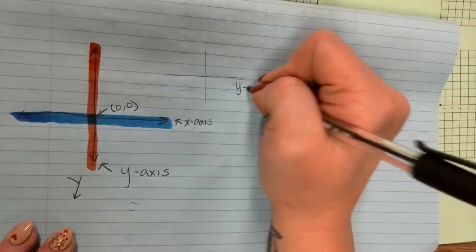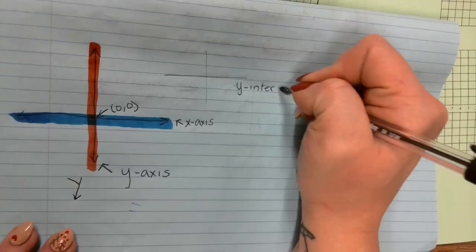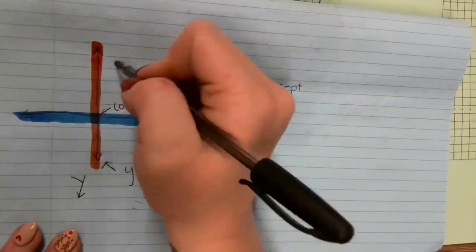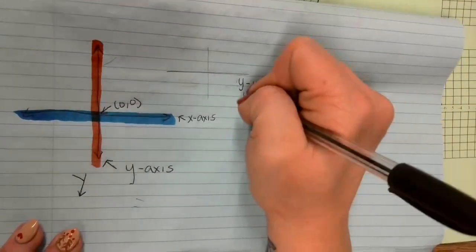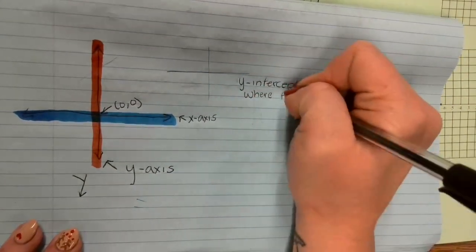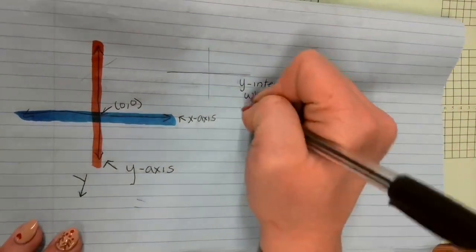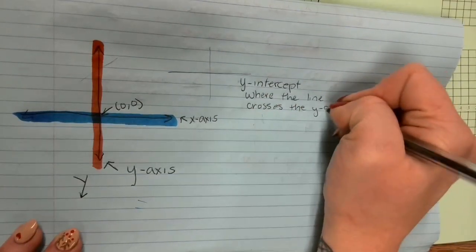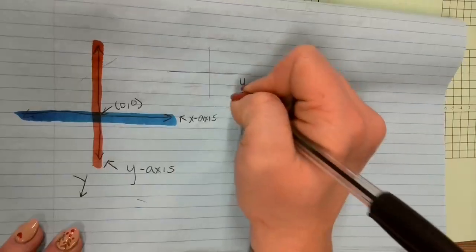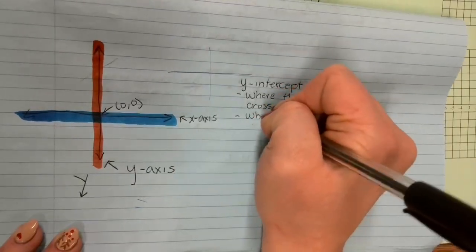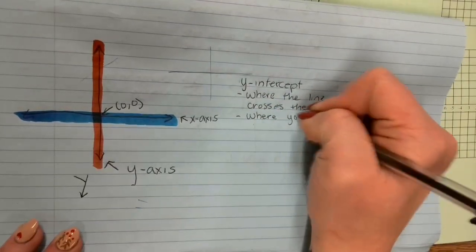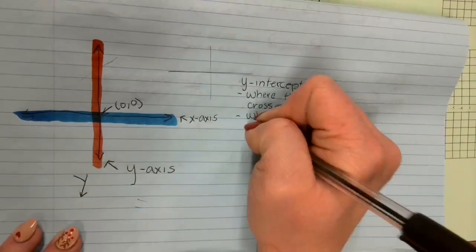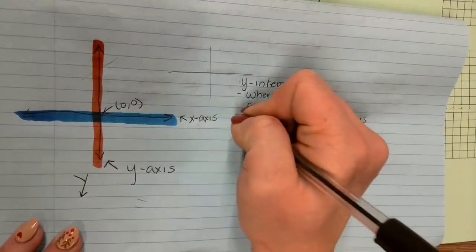Your y-intercept, commonly used in your slope intercept form, is where your line crosses the y-axis. Or you can think of it as where your x value is 0. Both of those are true.